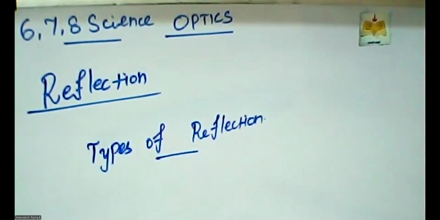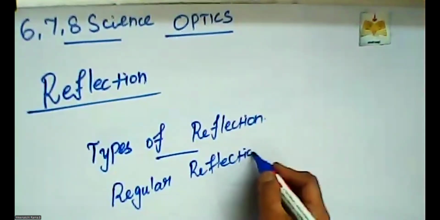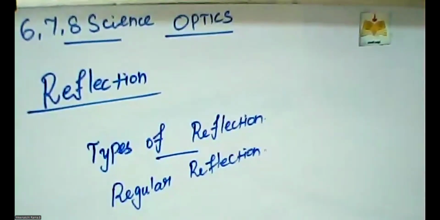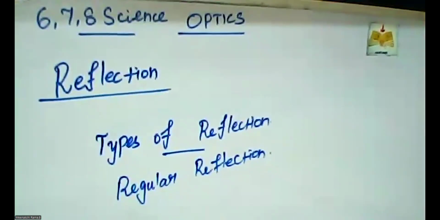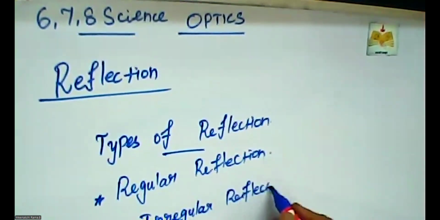Okay, today we are going to learn the types of reflection. Yes, there are two types of reflection. One is regular reflection, and the second one is irregular reflection. How are regular and irregular reflections formed?